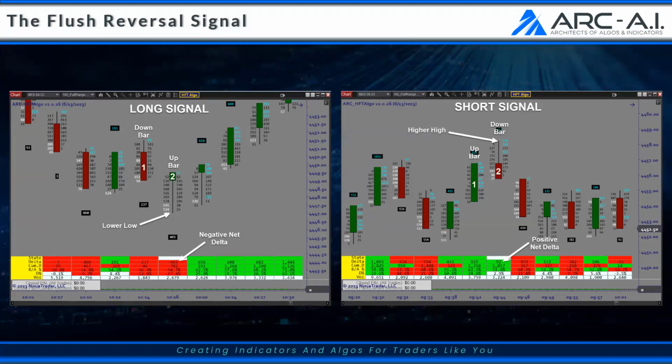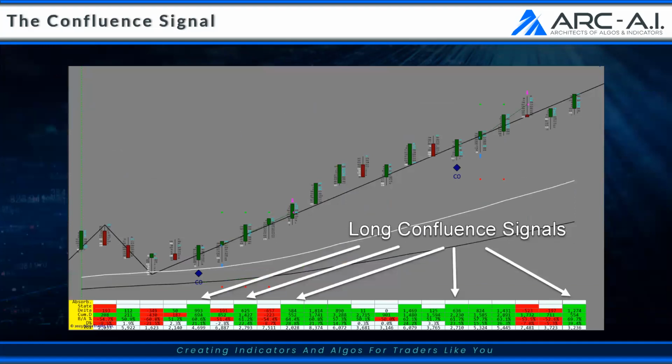So the assumption is if net delta is negative, price should go down. If net delta is positive, price should go up. Now, it's not that simple. If it was, we'd all be millionaires and multimillionaires. There's more to it than that, unfortunately. But that's why we use other factors and signals and combine them together.